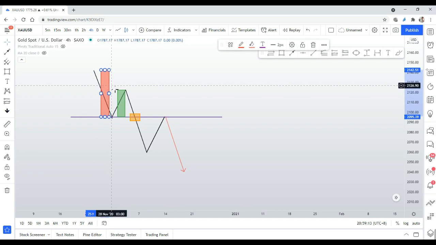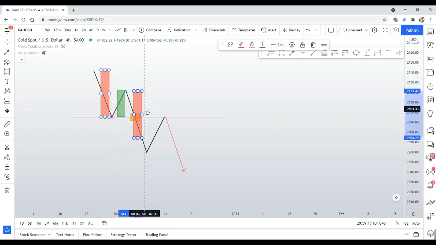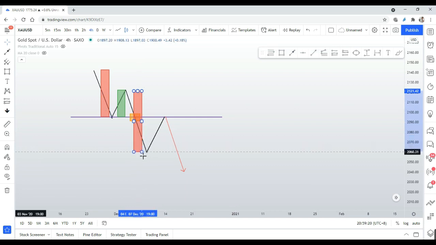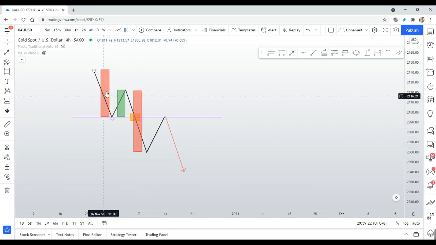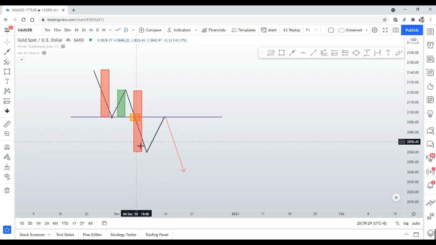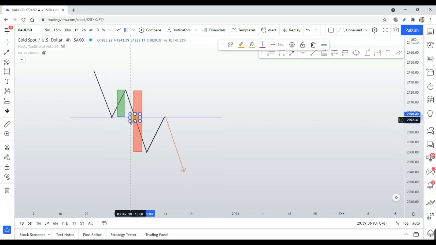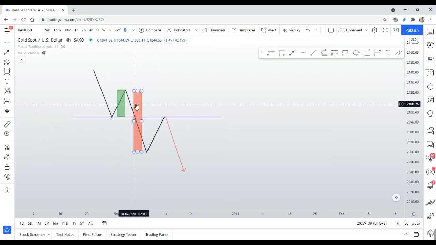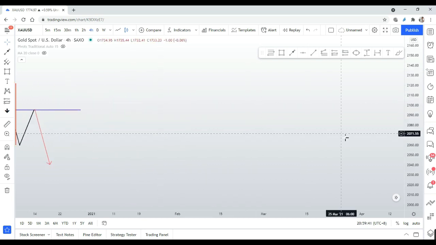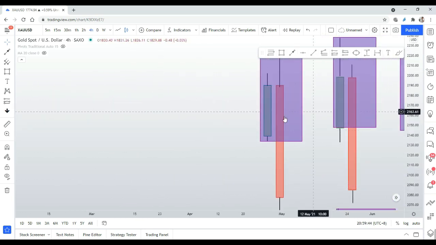Then what happened next? You will see something like this. Drop, base, drop in the higher time frame. Let's look at these two patterns. What is this? This is the supply zone that I talked about, the first two supply zones.